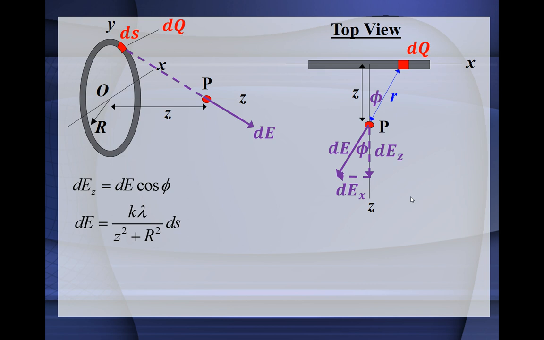Now, we know a couple of things here. First of all, dE is equal to k times lambda divided by z squared plus capital R squared, and we multiply that by ds.